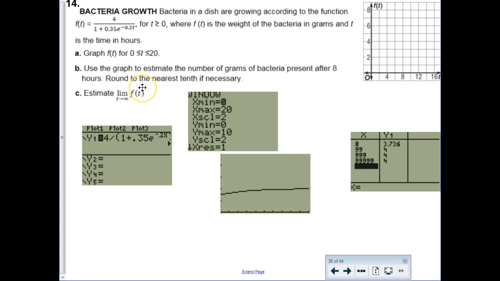And then they want us to estimate the limit as time goes on forever. So at some point, this kind of flattens out. And according to your calculator, basically 4 is the threshold. It's not going to be able to hold any more than 4 grams of bacteria, which is, I hope that's good news. I don't know how much bacteria a person needs, but 4 grams seems like a lot.